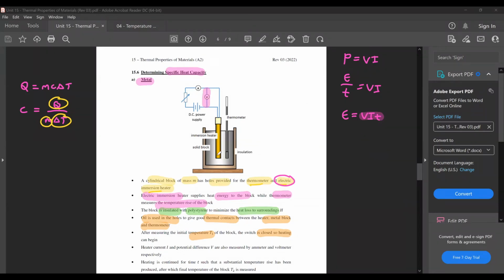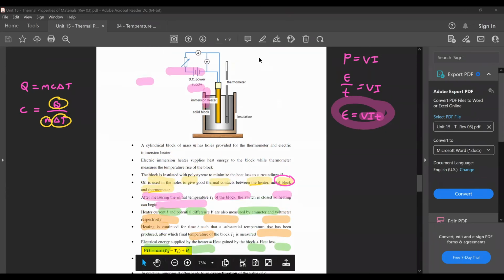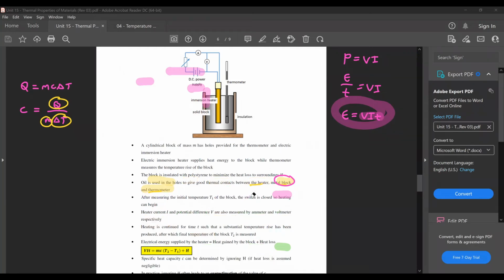If we know the voltage across your heater and the current flowing through your heater, we can easily find out the amount of electrical energy that has been supplied. That's the reason why we need to find out the current and potential difference in the first place by using an ammeter and voltmeter. Okay, so we continue heating the block for a given time t, such that you have a substantial temperature rise. Then after that, you measure the final temperature of the block.